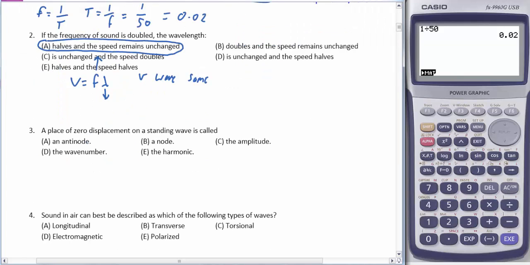Okay, question 3. A place of zero displacement on a standing wave. Well, an antinode is when you have maximum displacement. A node is the correct answer because there's no amplitude. The amplitude is what you're measuring on a wave. So if you've got a sine wave, then this here is called your amplitude, from center to peak. So it's not that one. The wave number is baby n, and so it's not that one. And a harmonic is definitely not a harmonic. So the correct answer is B.